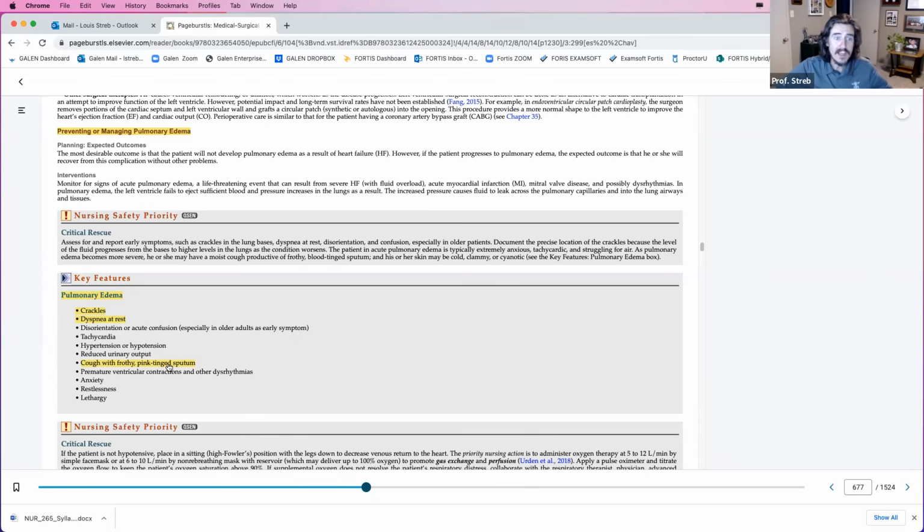If you don't understand it, go back and look at it. These are things that are going to pop up. These are things that will show up in the stem of the question. Let's say your patient has crackles, dyspnea at rest. They have a cough with frothy blood-tinged sputum.